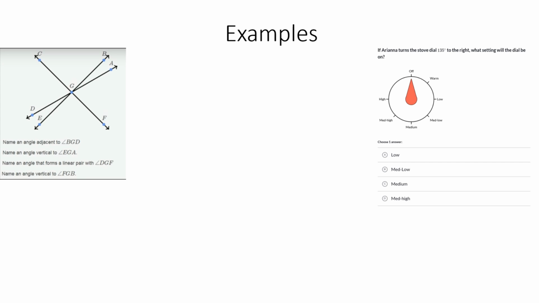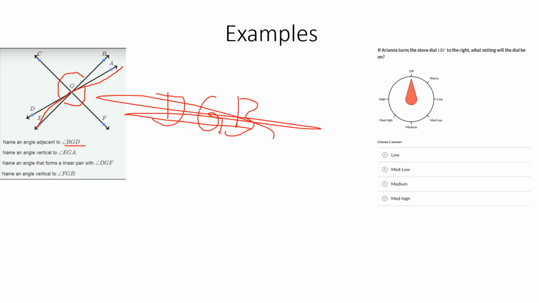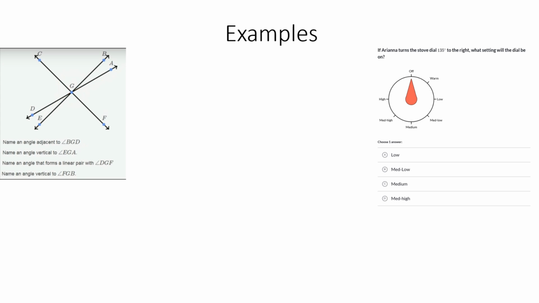Name a vertical angle to EGA. So, like this one, it's basically this. It's just the opposites, because this is that. So we have to find that. I'm just going to say DGB. No, my bad. I keep doing that today.